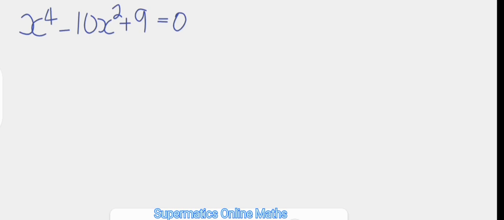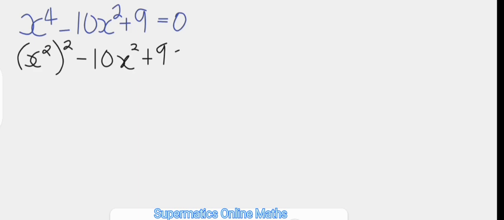To solve this, we'll first express the equation as x^4 - 10x^2 + 9 = 0, where x^4 is (x^2)^2. To make solving this easy, we are going to transform the variable first from x to another variable, say y.